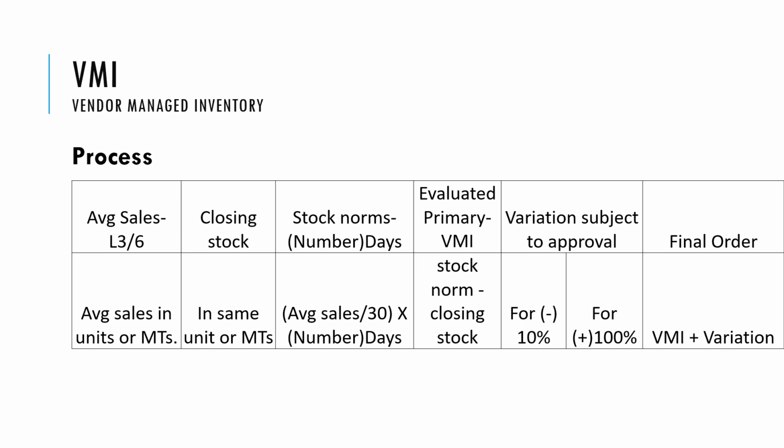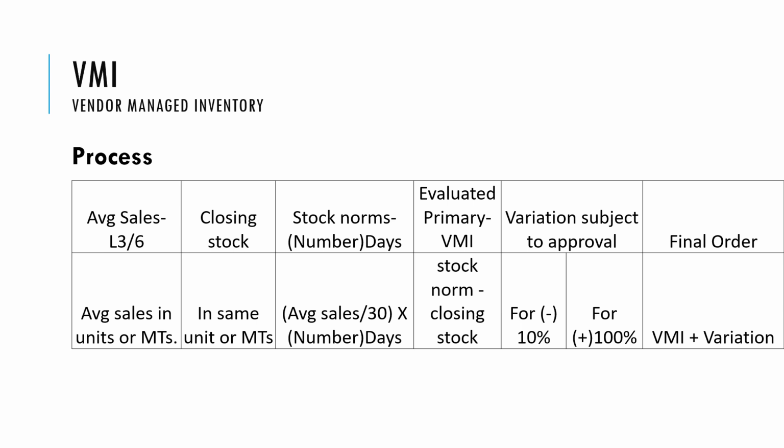As I said earlier, some can be 10 days, some can be 15 days, 20 days, or 30 days. So you will fix the number of days, so get the stock norm. Then the evaluated primary or the VMI will be the stock norm minus the closing stock.